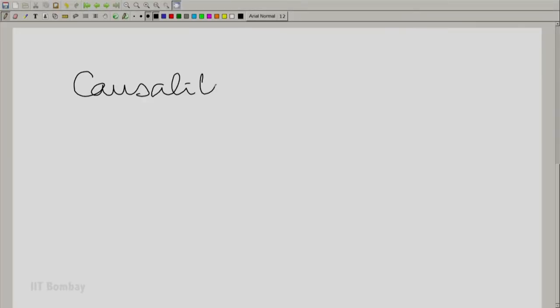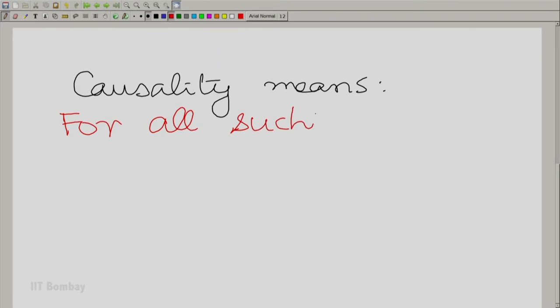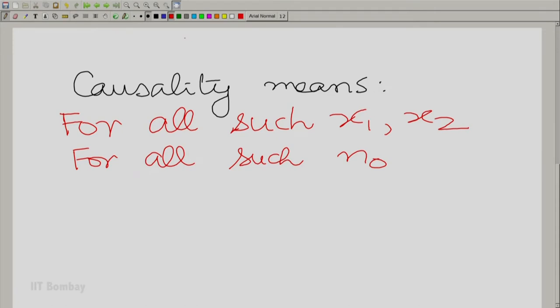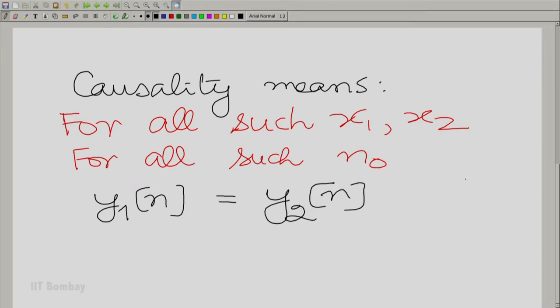Now, the only question that we are asking is what happens to the output up to n equal to n0? And that is what we answer in the context of causality. So, causality would mean, and I am going to emphasize, for all such x1, x2 and for all such n0, we have, for the corresponding output sequences y1 and y2, y1[n] is equal to y2[n] for all n less than or equal to n0.